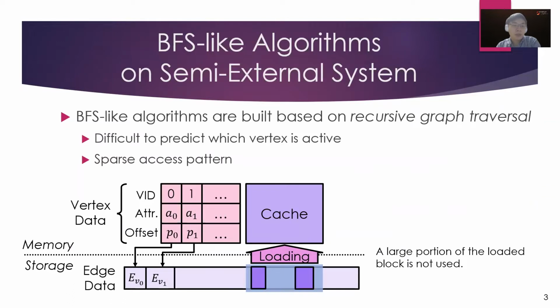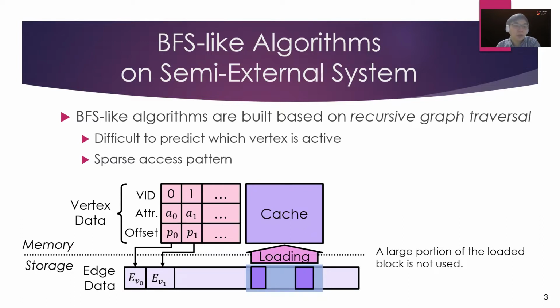Although semi-external is more efficient than fully external, its performance is hard to make optimal for some graph algorithms, such as the BFS-like algorithms. The BFS-like algorithms are an important set of graph algorithms built on recursive traversal of the vertices. They only activate a subset of the edge data at any given time.